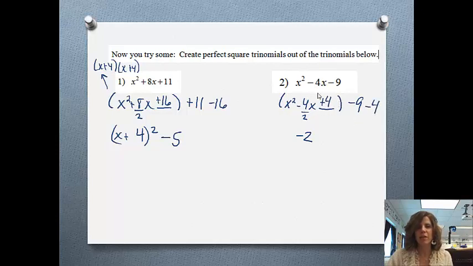All right, this will factor as x minus 2 squared, and again, if I wrote that step down, I actually just saved myself a step. And then minus 9 minus 4 is minus 13. So once again, I would now be ready to graph because this is now in vertex form.